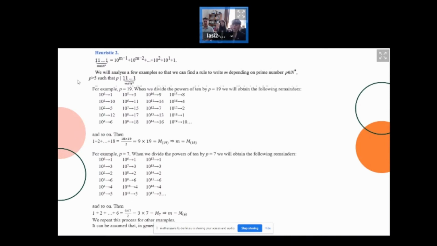And we repeat this process for other examples. And at the end, it can be assumed that in general, m is a multiple of p minus 1.